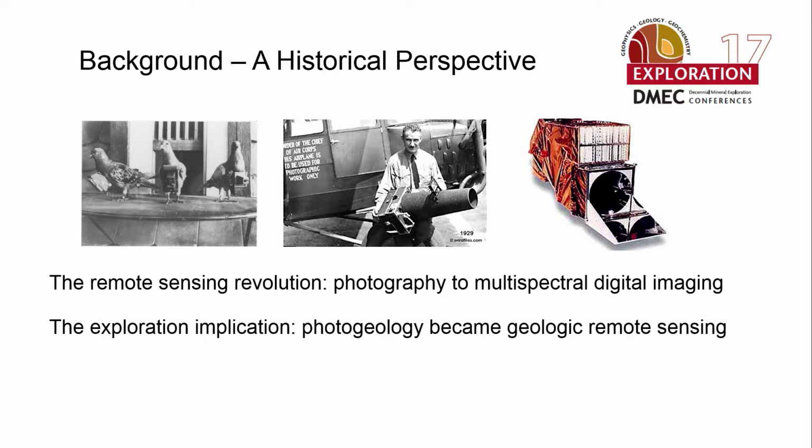The first revolution in remote sensing was the transition from photography to multispectral digital imaging. That occurred in the 70s and 80s. The exploration implication is we no longer were doing just photogeology, making very analog manual interpretations, but we were doing truly geologic remote sensing.